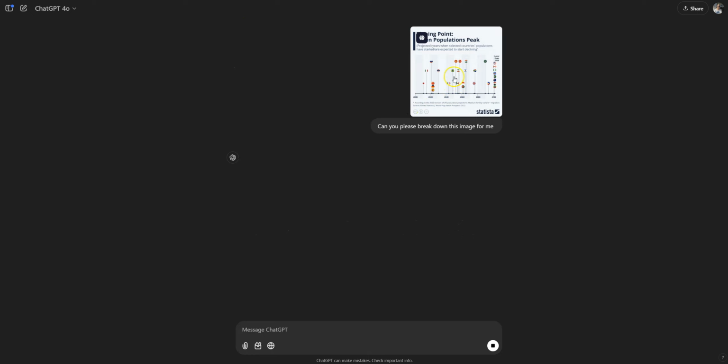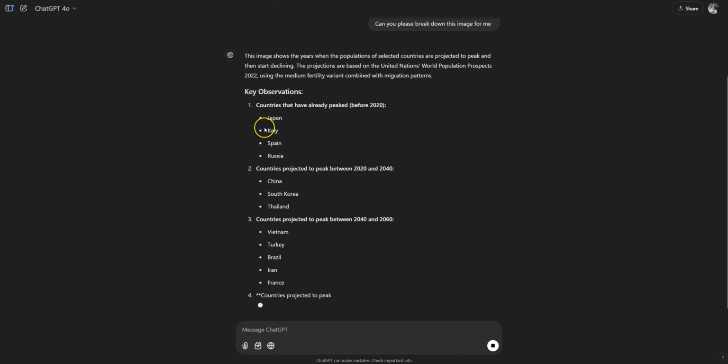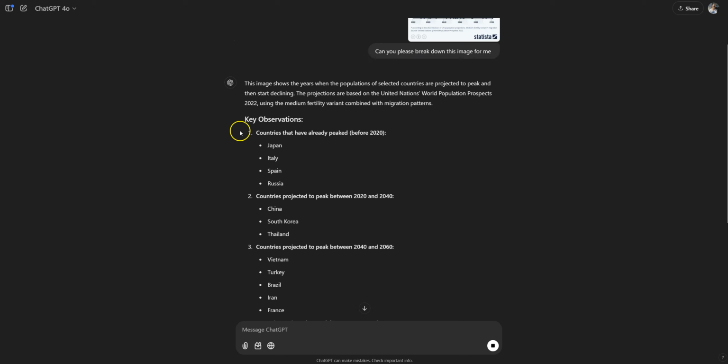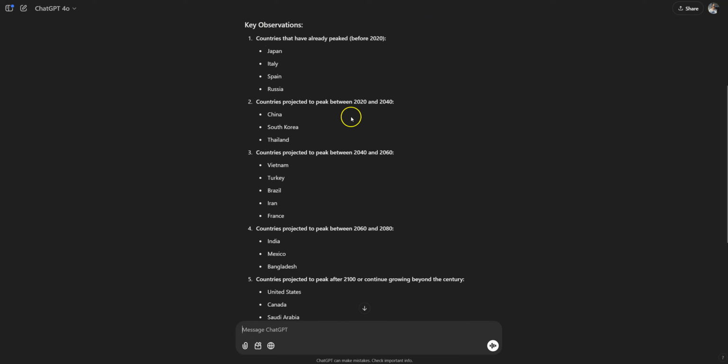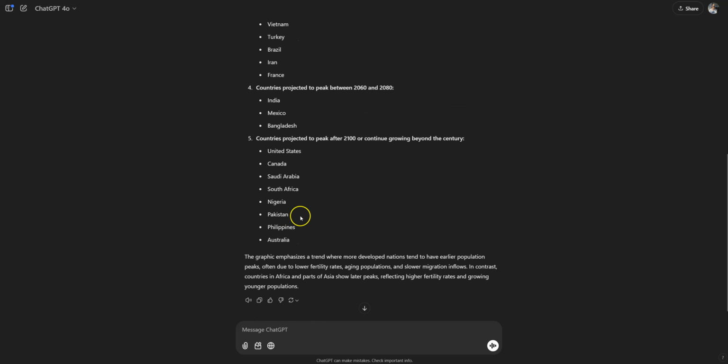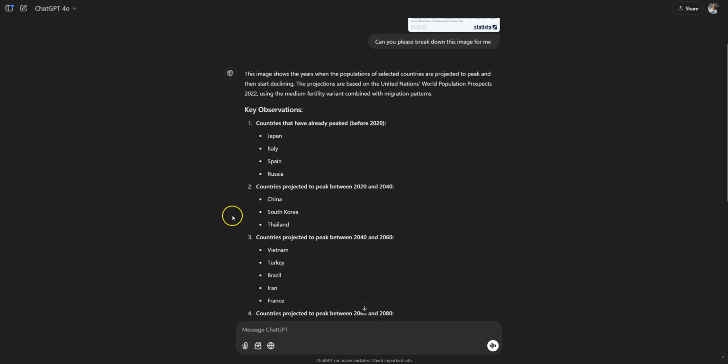Give it a second. So this is all about the peak population, when they believe the population is going to start declining in certain countries. It shows the years when the population of selected countries are projected to peak, then start declining. So here you can see it has done a great job of breaking that one down. Now let's try a different type of chart.